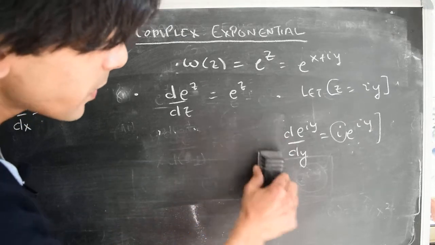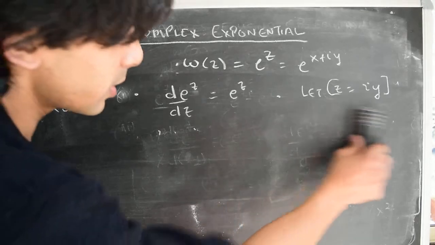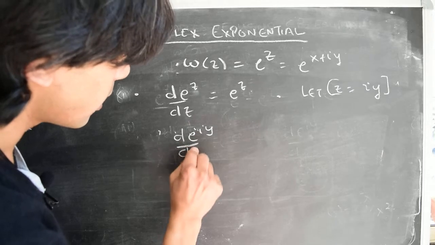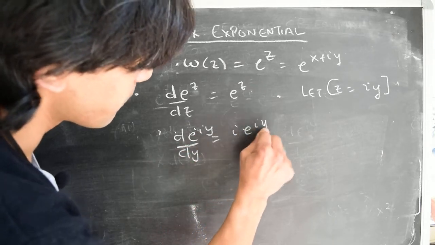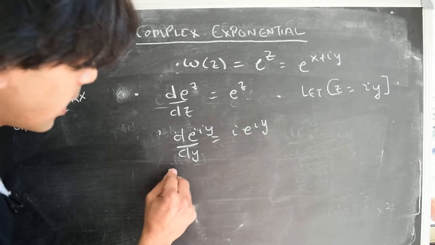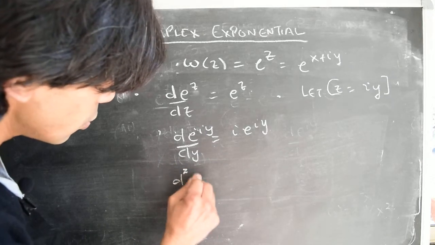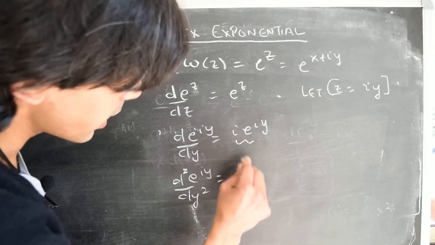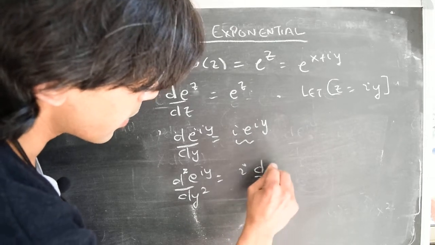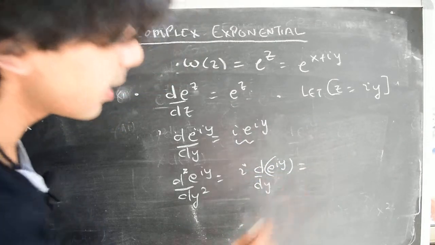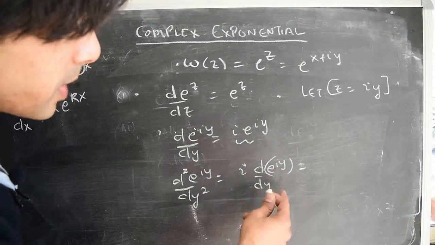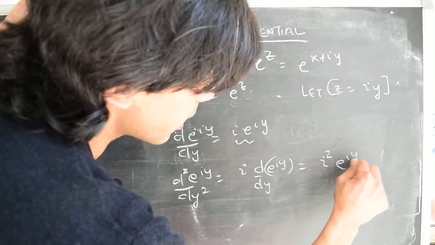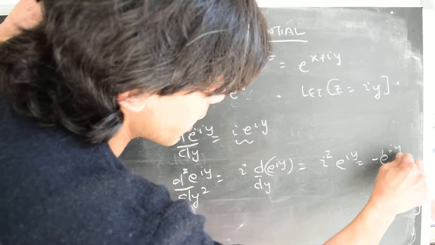So from here we find that d e to the power iy dy is i e to the power iy. Now let's differentiate it again, and this will give us d2 e to the power iy dy2 is the derivative of this with respect to y, and again i is a constant, so d dy of e to the power iy will give us another factor of i, so we have i squared e to the power iy, which is minus e to the power iy.